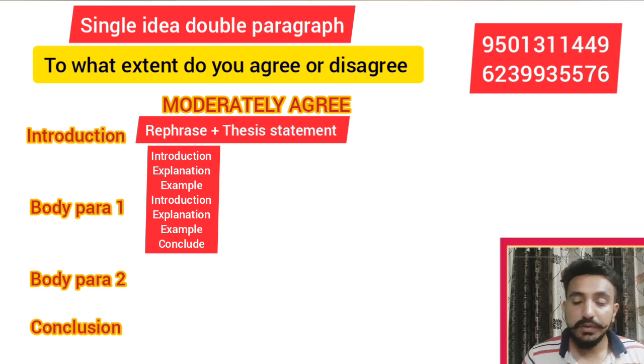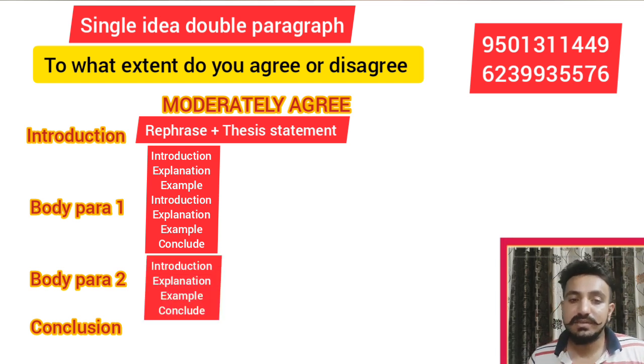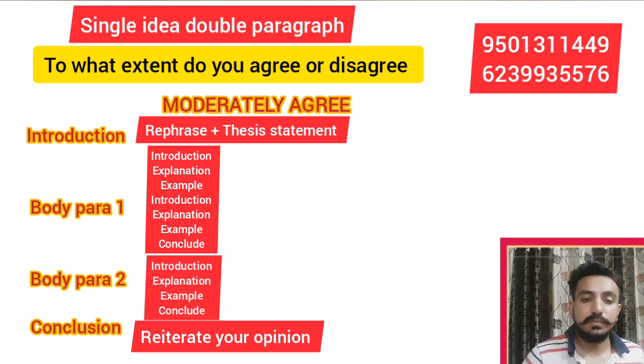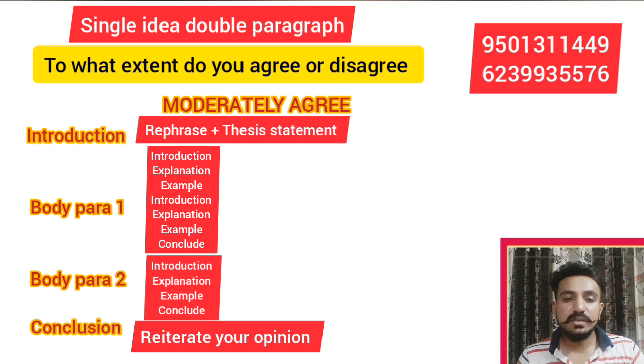Now moving to the next paragraph, what do you have to do in that? Just introduce your idea of the disagree side, then the explanation, then an example, and then the conclusion of that particular idea and paragraph, right? And then in the conclusion you have to write the main points and conclude that these are the reasons why I'm completely or moderately agreeing with this statement, right? So this is the structure of moderately agree or slightly agree.